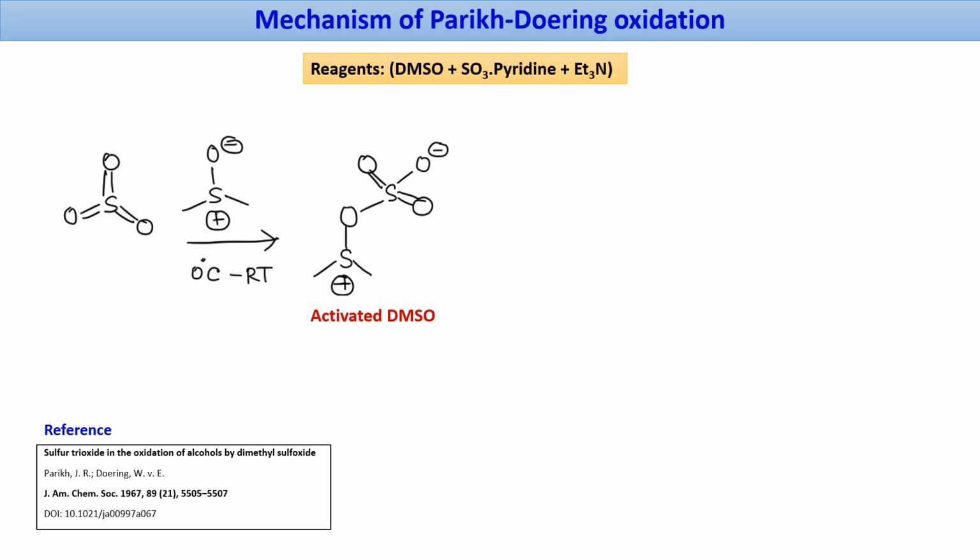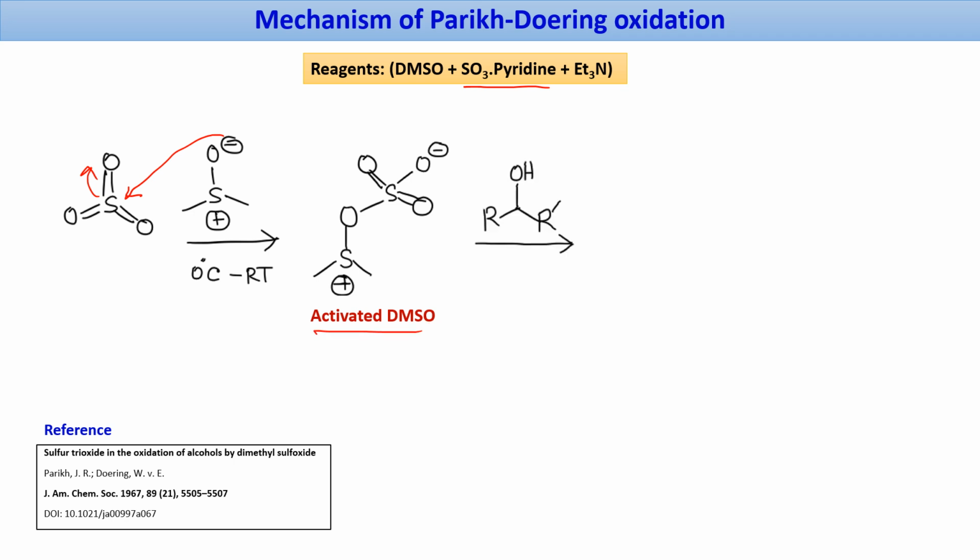The next reaction is Parikh-Doering oxidation. So here for activation we are using SO3 with pyridine. Now in SO3, if this DMSO molecule attacks here, one of the sulfur-oxygen bonds is broken and there is negative charge generation. This is our activated DMSO.